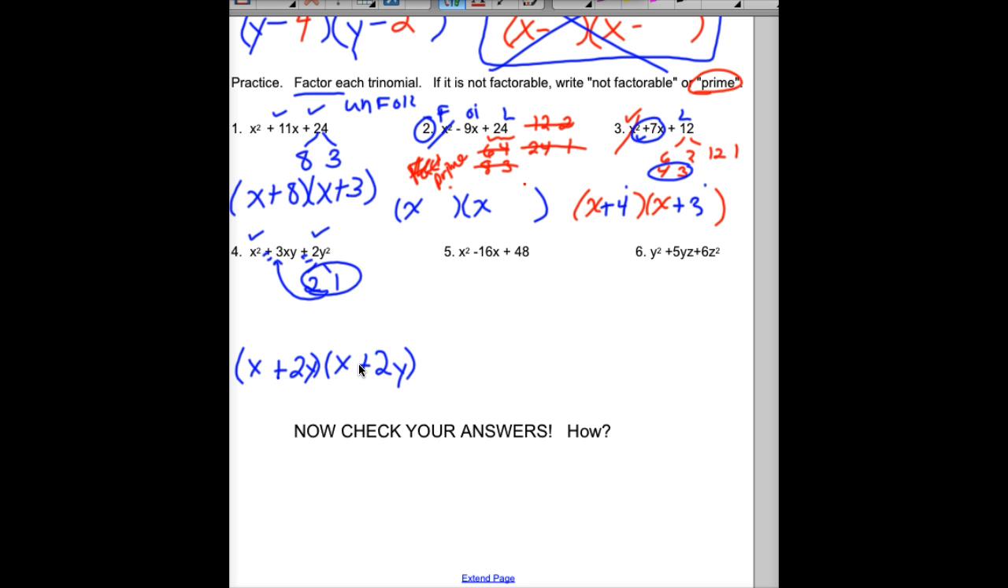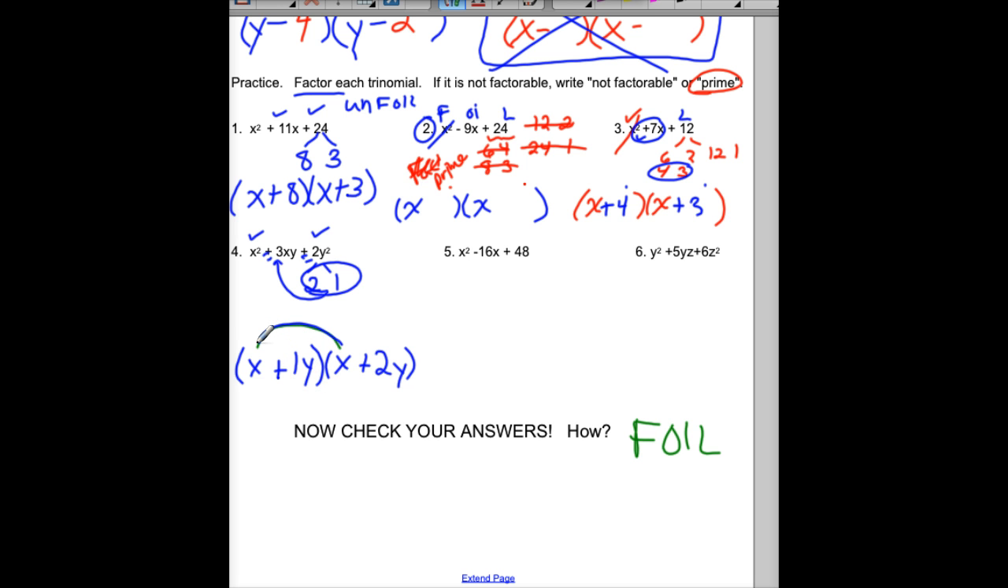Now, let's check this one. How? I FOIL it. So just a quick little check. That's the beauty of these, is you'll know if you ace it just by running a quick check on it. Oops, sorry. I've got a little problem here. I said 2 and 1, and I wrote 2 and 2. So let's go do a little check.